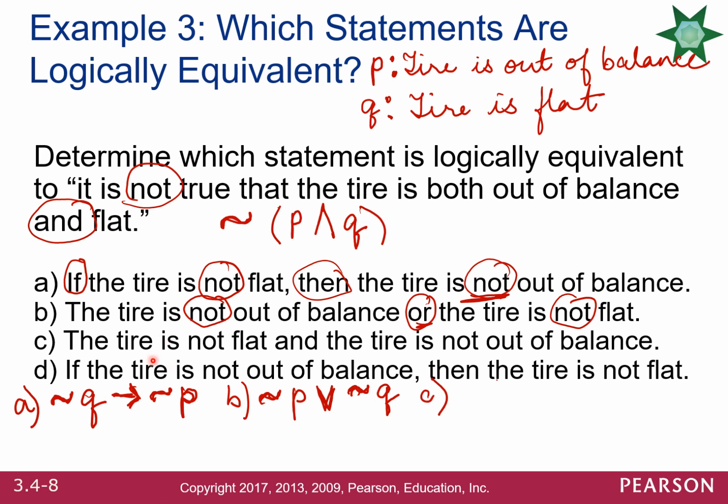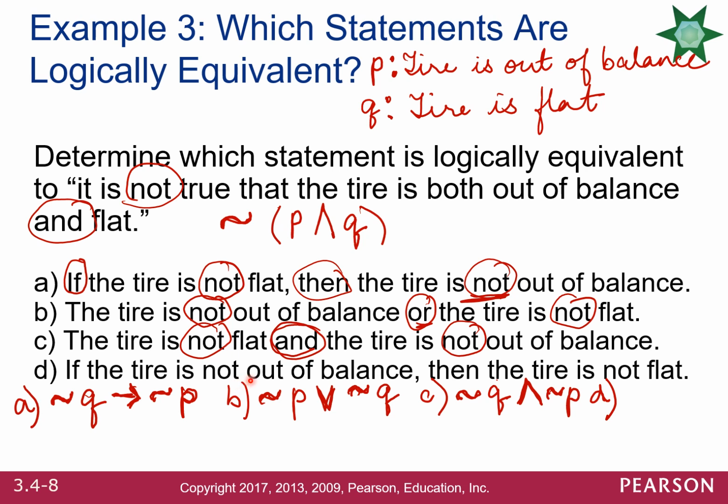All right. What about C? C says the tire is not flat and the tire is not out of balance. So again, we have nots in this, so there'll be negation, and we have an and statement also. So the tire is not flat, so not flat is Q, so not Q, and this downturned V to represent and. The tire is not out of balance is P, so not P, correct?